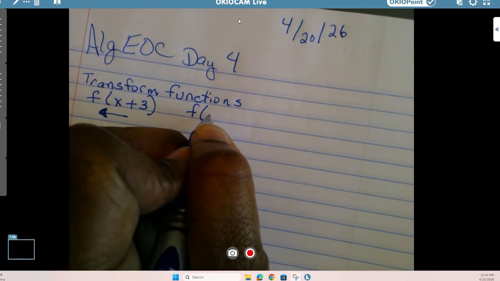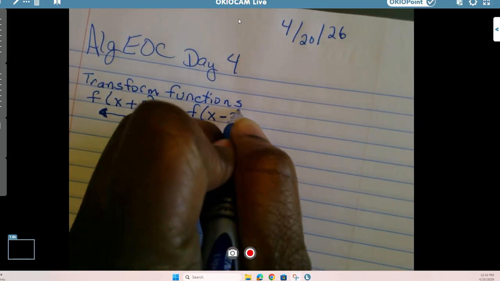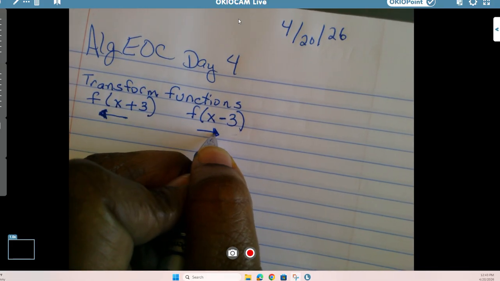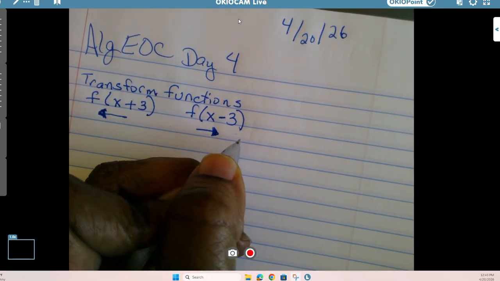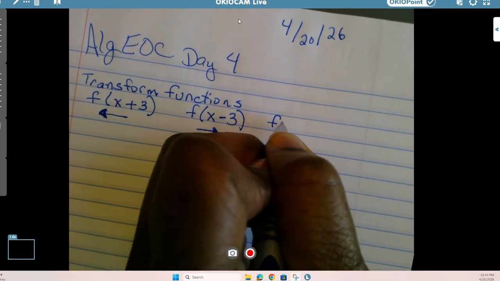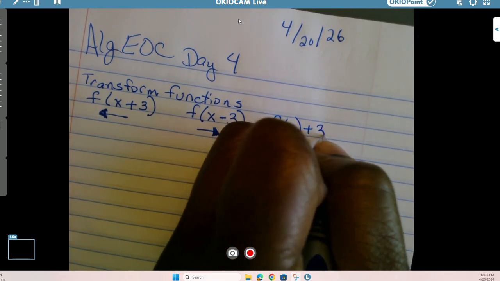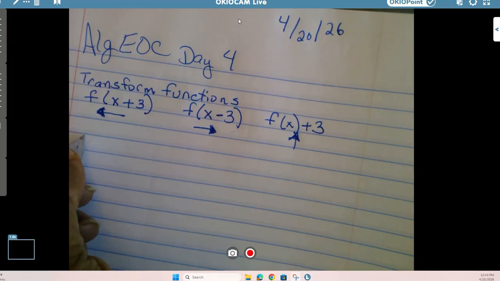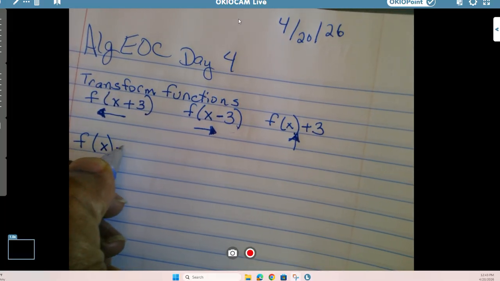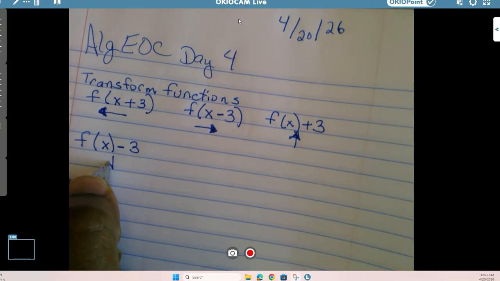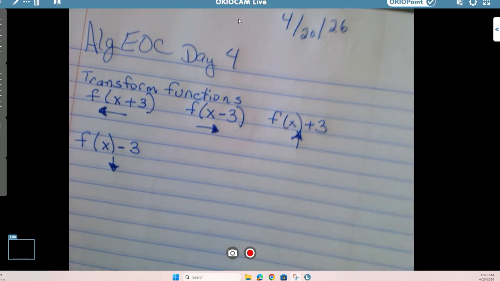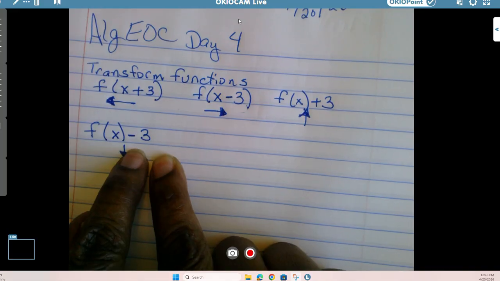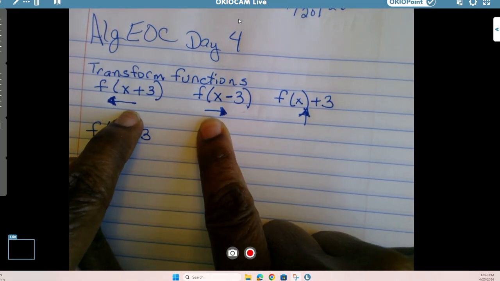If it is f of x minus 3 on the inside of the parentheses, then you are going to move 3 in the positive direction. F of x plus 3 on the outside moves the graph up. F of x minus 3 moves the graph down. Notice that this is on the outside. On the inside, it's the opposite direction.